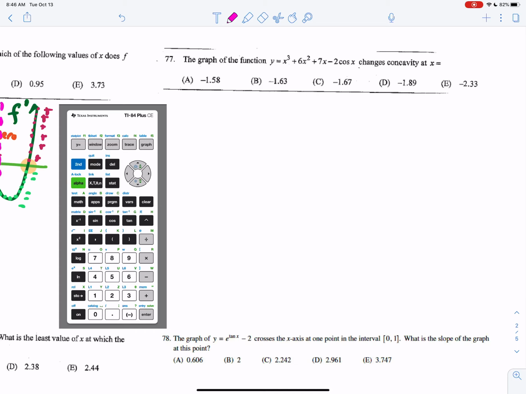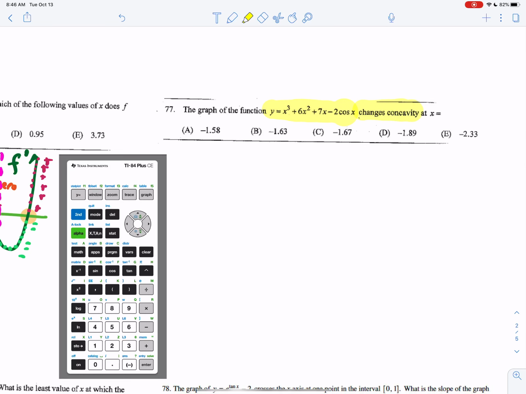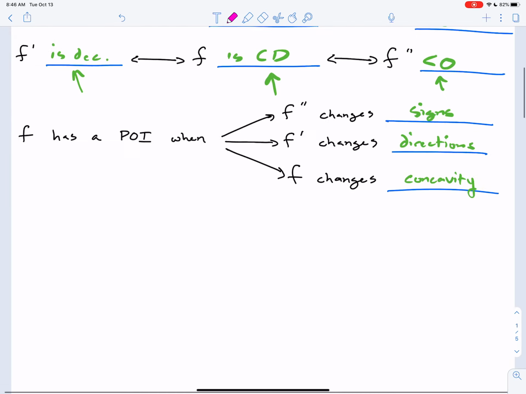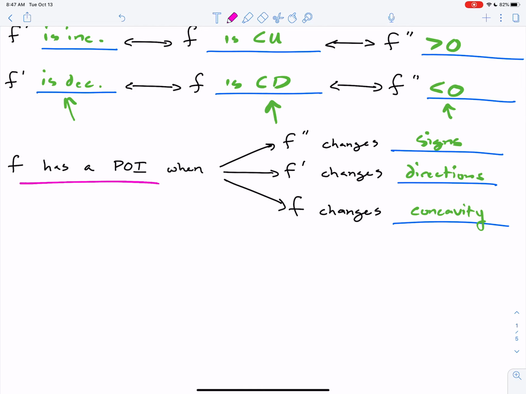Okay, so number 77. The graph of the function y equals changes concavity at. Okay. So they give us y, which is the function. And we want to know where it changes concavity. Okay? So another word for changing concavity is the point of inflection. Okay? So the thing is, there's a point of inflection, right?